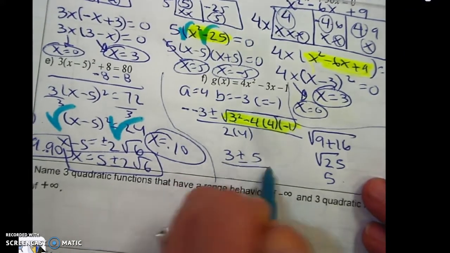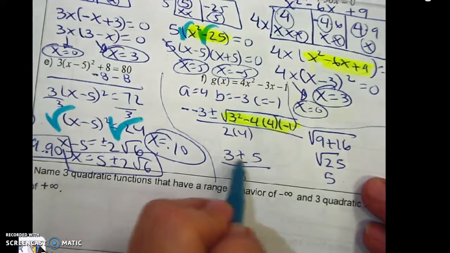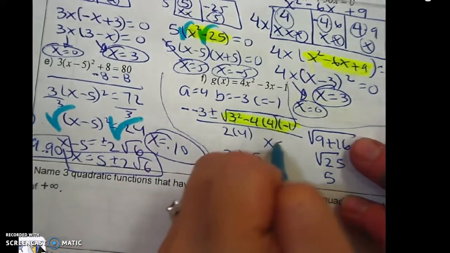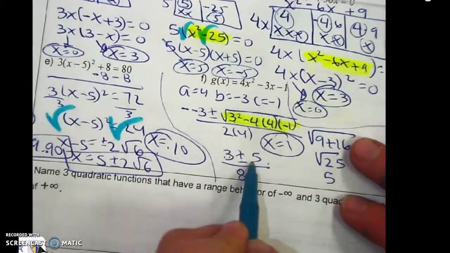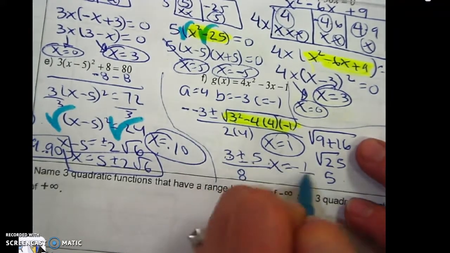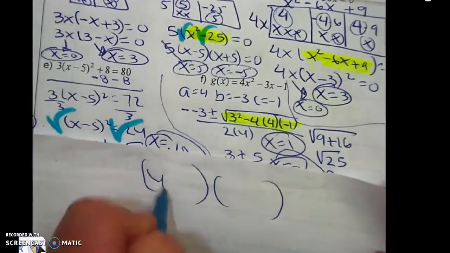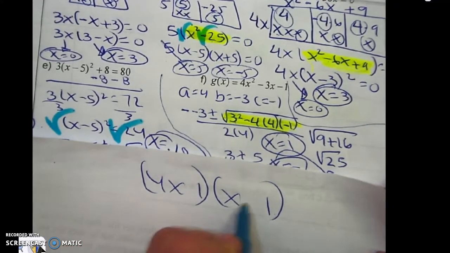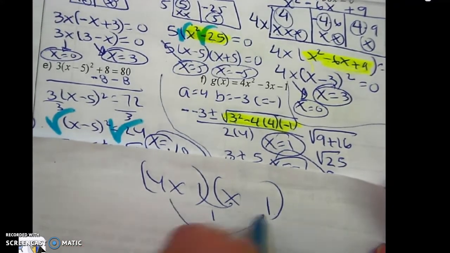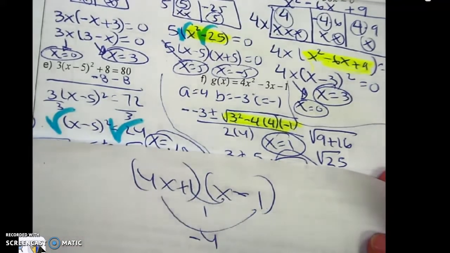3 plus or minus 5 over 8. And then 3 plus 5 is 8 over 8 is 1. 3 minus 5 is -2 over 8 is -1/4. So I could have factored this because I got a whole number. I could have gone 4x and x, 1 and 1. This is a 1. This is a 4. It needs to be negative so I can get the 3. So that's negative and that's positive.